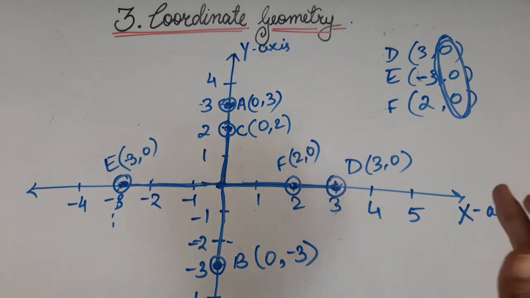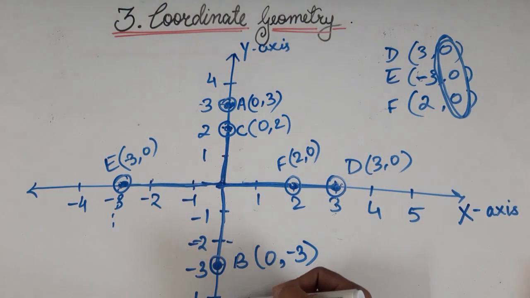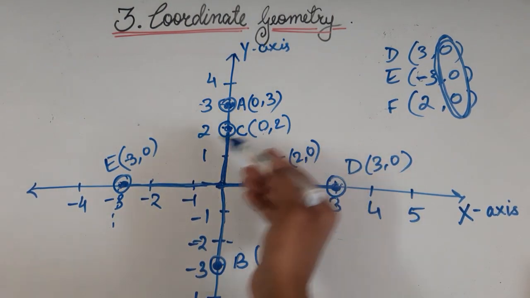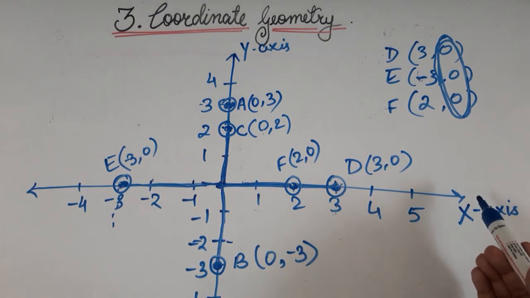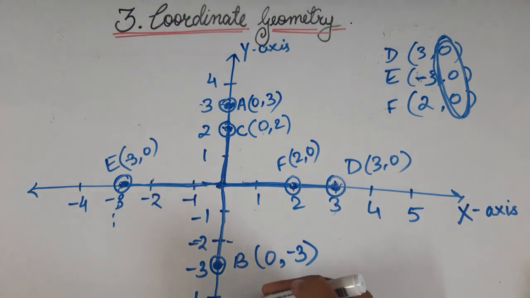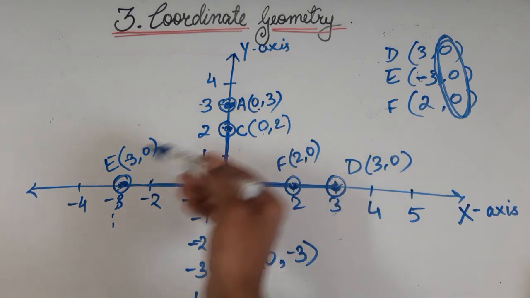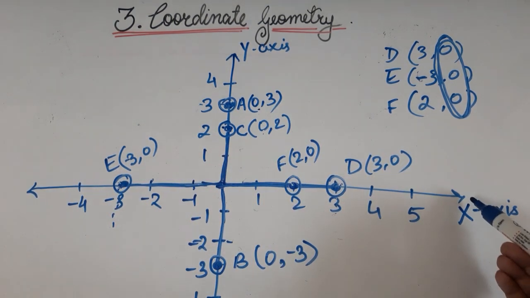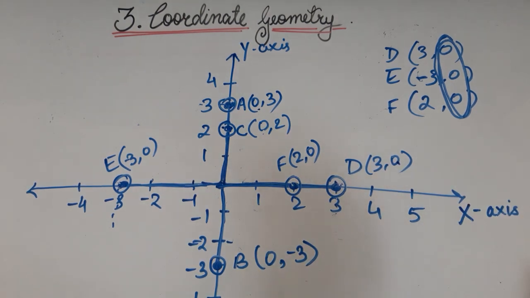Okay, so let us sum this up. Every point on the y axis has x coordinate 0, and every point on the x axis has y coordinate 0. So this was how to locate points on the axis. Clear? Okay.